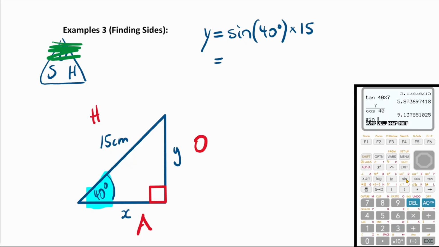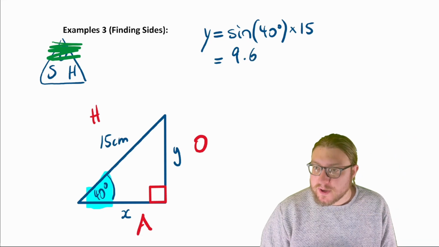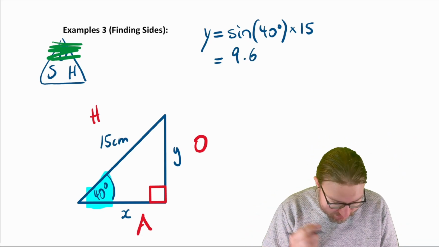We have the sine, sine 40 multiplied by 15, and we get 9.6. Awesome. Now, how do we find x?